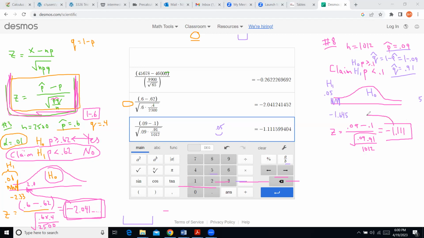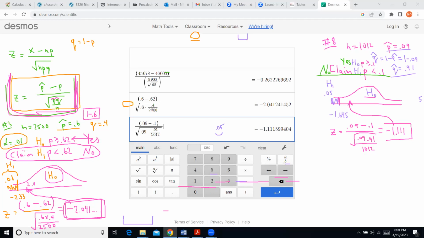So we test the claim and we hit H0, right? We happen to hit H0 because it's not a large enough negative number to be farther away than 1.645 in the H1 region. So we are in the H0 region, and that's why I support the H0. So I say yes to it, and then I say no to H1. So I have rejected their claim. You see that? Rejected their claim.